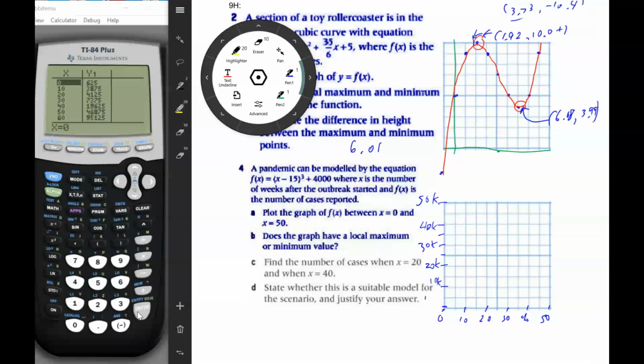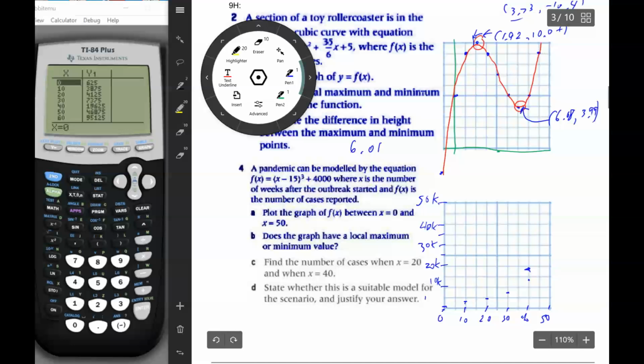So the first point is 0, 625. That wouldn't hardly even register. 10, 3,875 would be about here. 20, 4,125 would be about here. 30, 7,375 would be about here. And 40, 19,625 would be about here. There. And the last one is 50, 46,875. That would be about here.